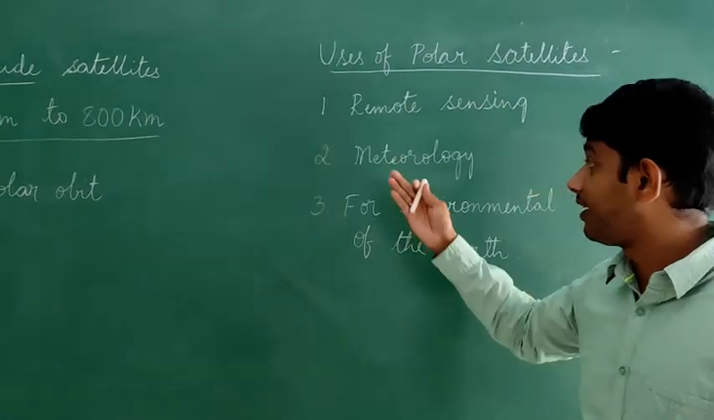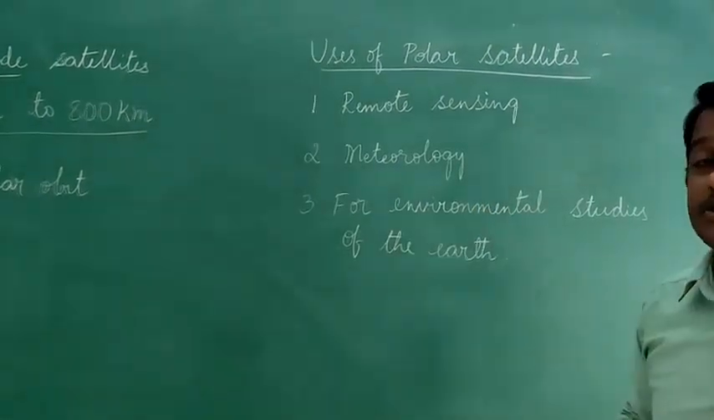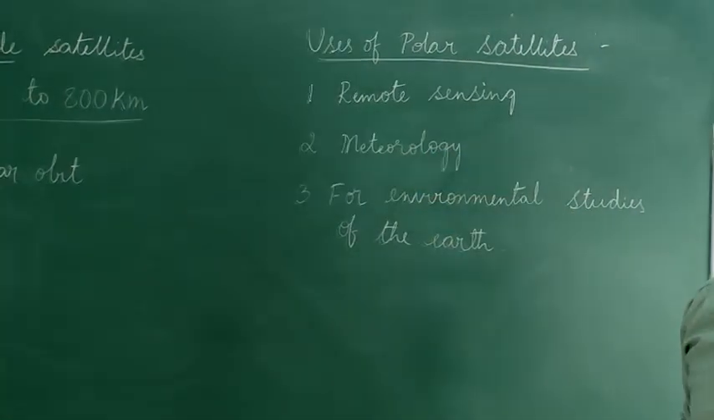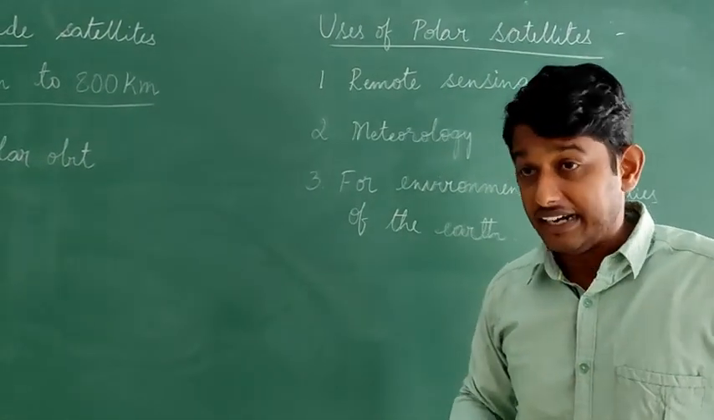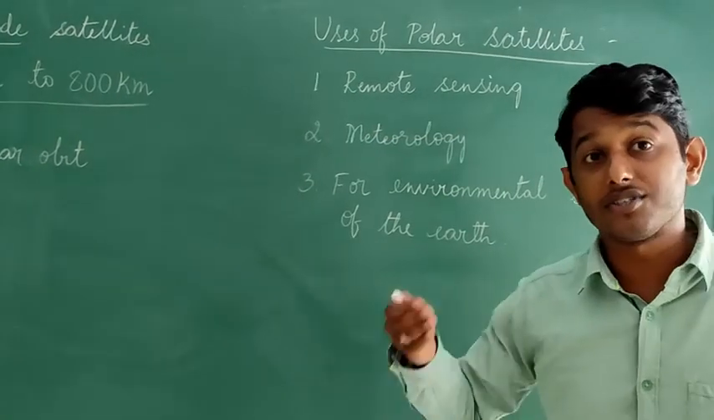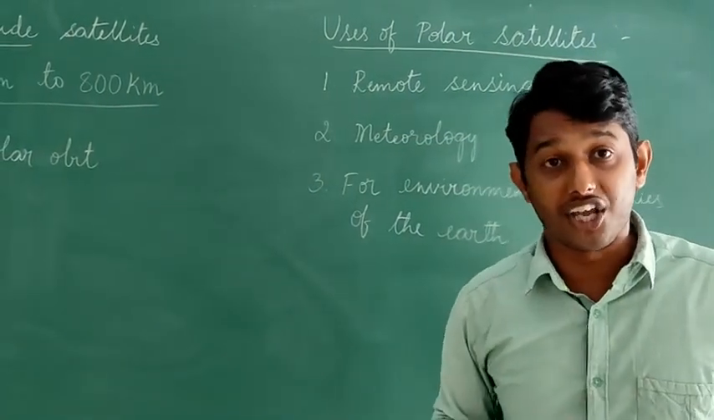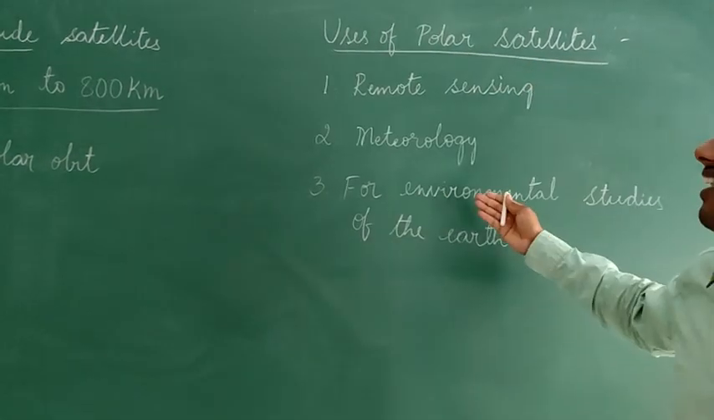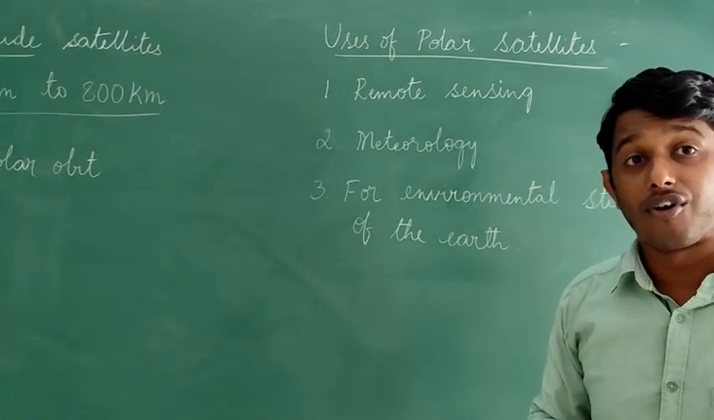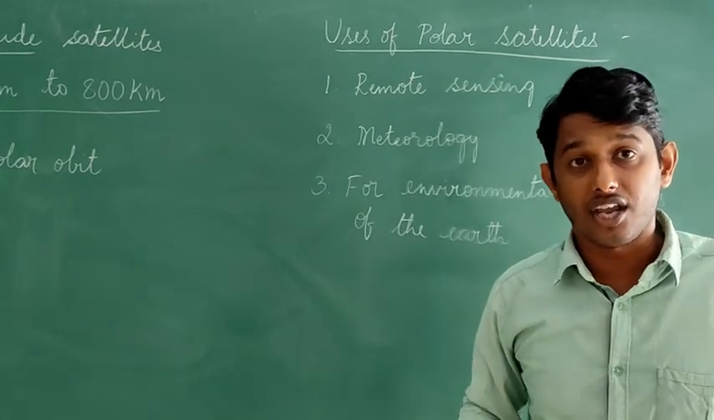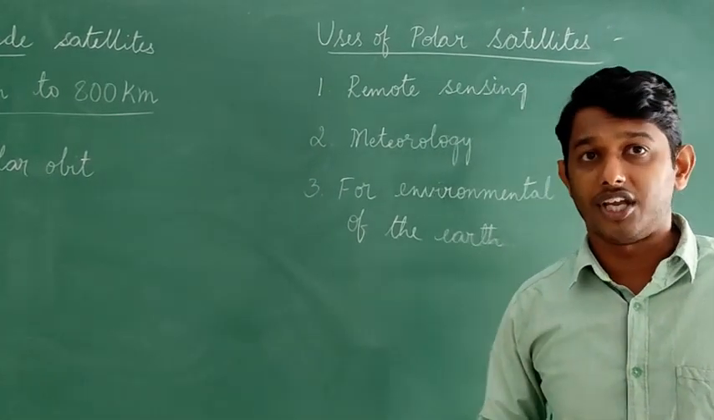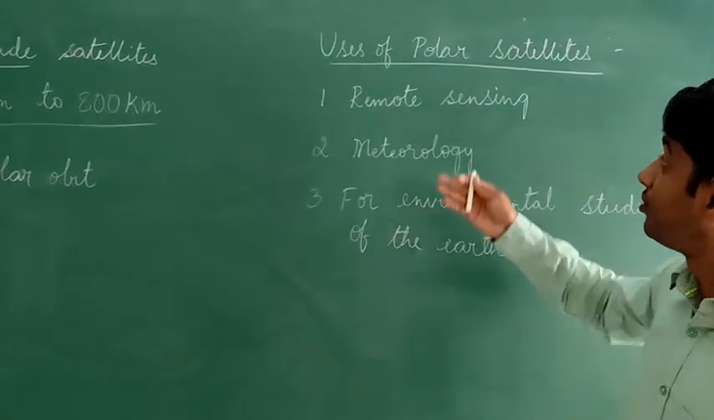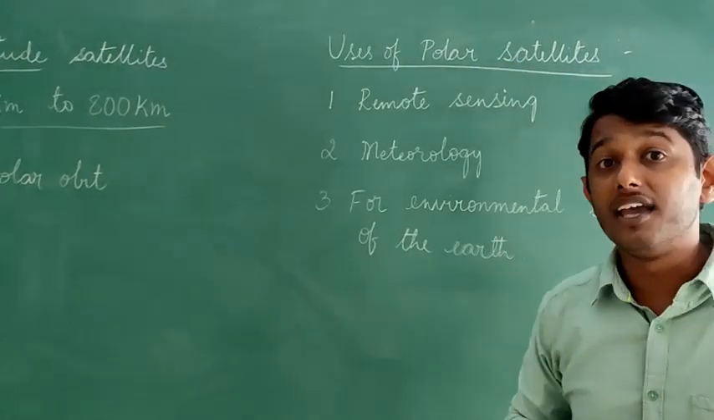The next one is meteorology. What does meteorology mean? It helps us study climate change and the atmosphere. Polar satellites can be used to study the climate change and the atmospheric changes happening around the surface of the Earth. For this reason also, polar satellites can be used.